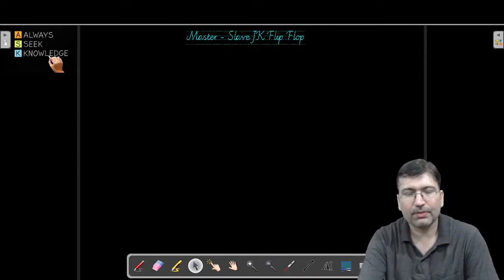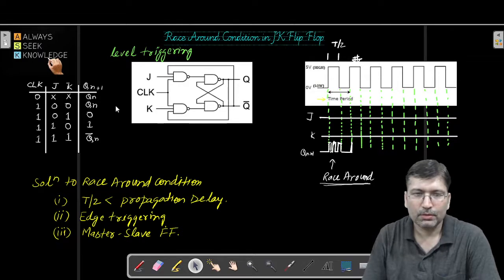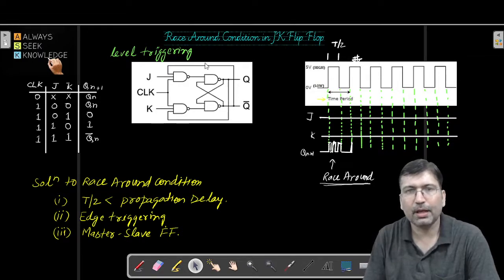In the previous class, we have already talked about the race condition. To handle the race condition, I have mentioned there are three ways in which we can deal with it. The very first case is we can set half of T, where T is the time period. If half of T is less than the propagation delay of the circuit, then we can say race condition will not occur.